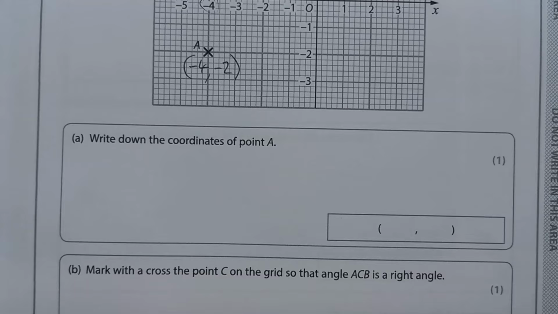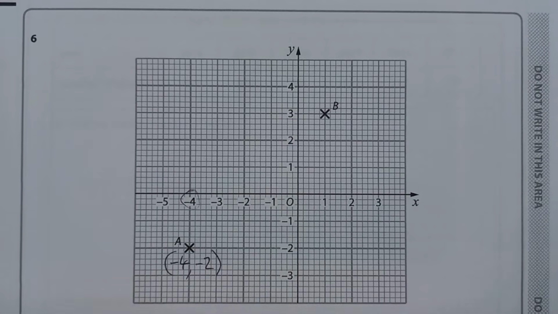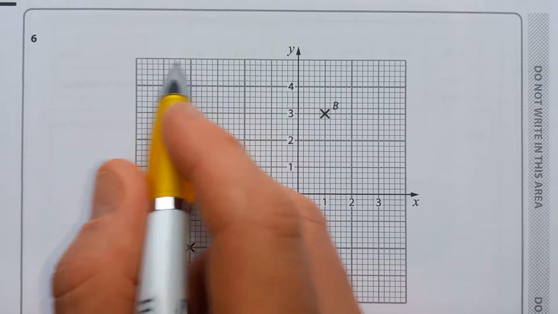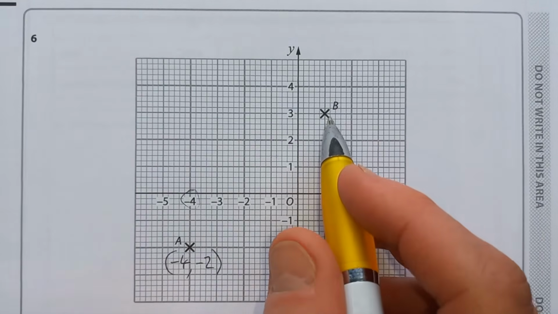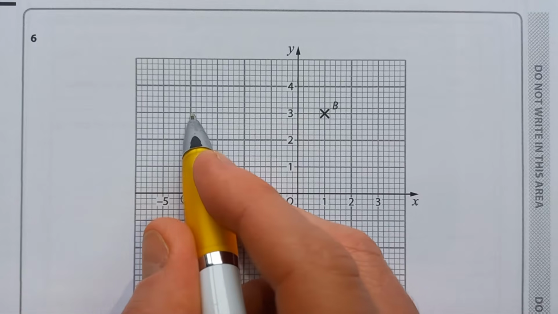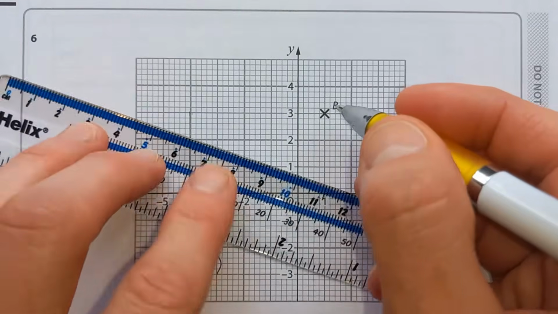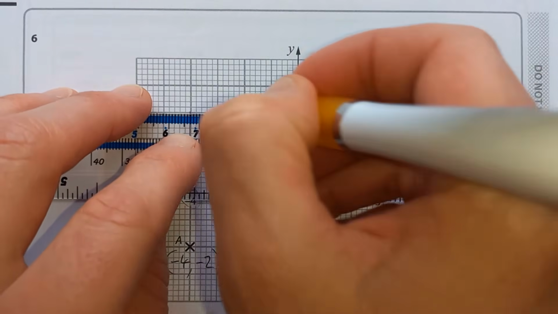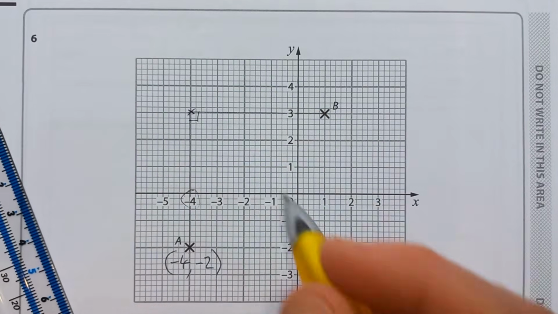Part B says mark with a cross the point C on the grid so that angle ACB is a right angle. Right, well a right angle is basically like a corner. So something like that. So, well, if we've got our 2 points here, how can we get a right angle? Well, we could do, just drawing this on so you can see where the right angle is. We could have this point here, and then we'd have a right angle.